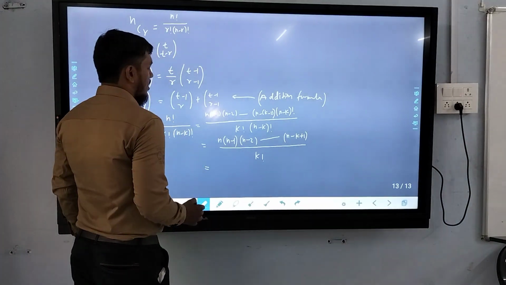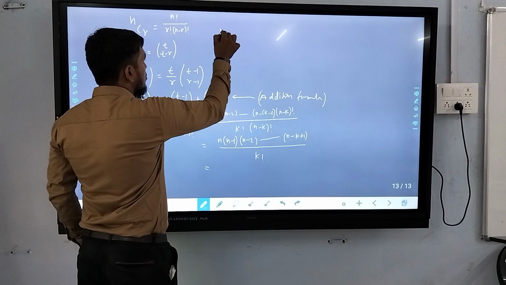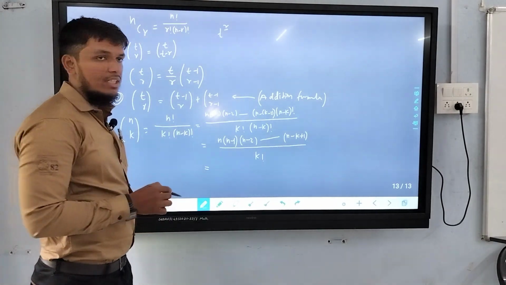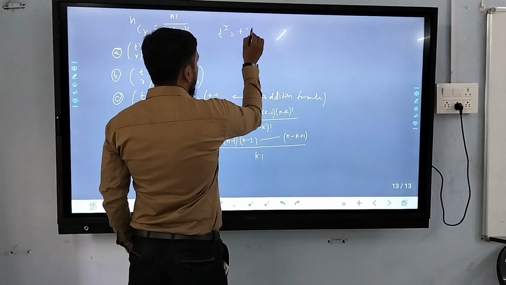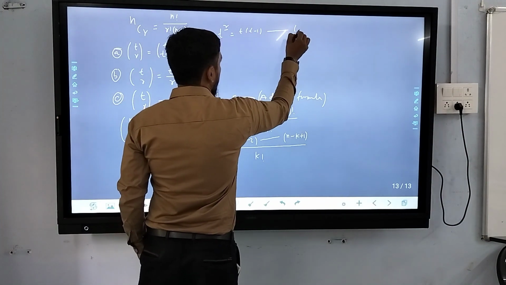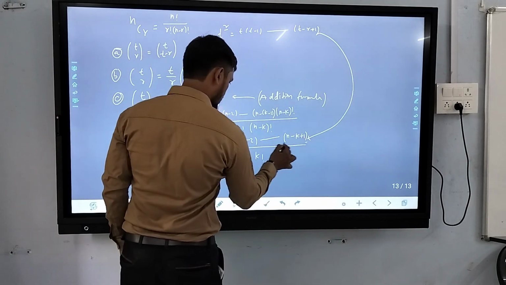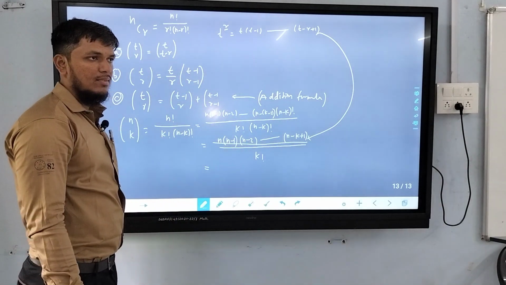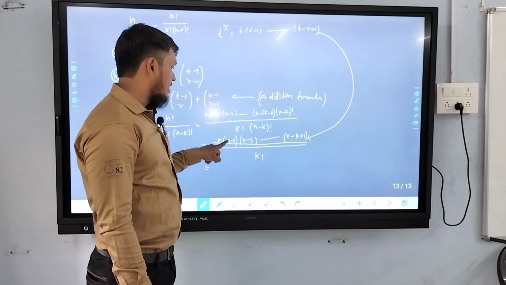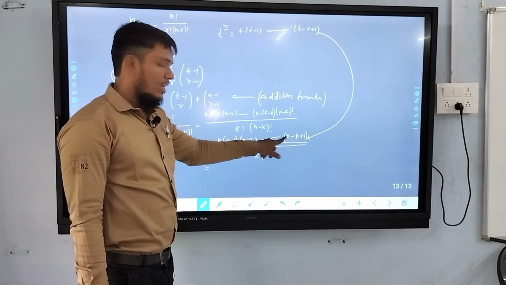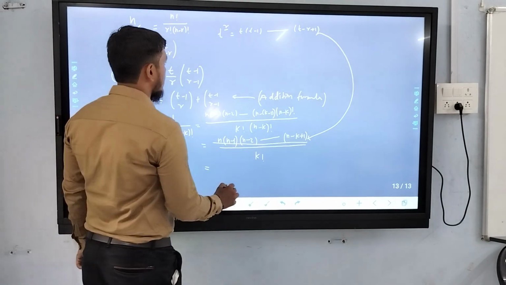Now see the definition of t to the r falling. T to the r falling for r a positive integer is equal to what? T minus 1 and so on, t minus r plus 1. You can compare this with the numerator term, just like t minus 1, t minus 2 and t minus r plus 1. So this numerator term can be written as what?